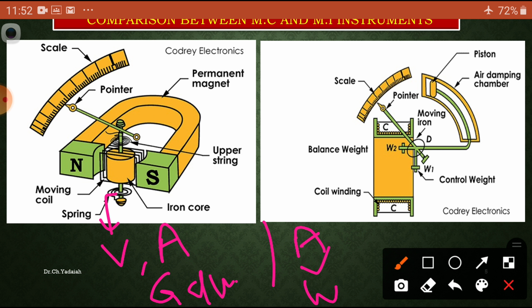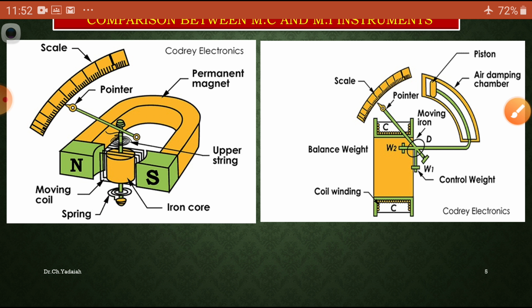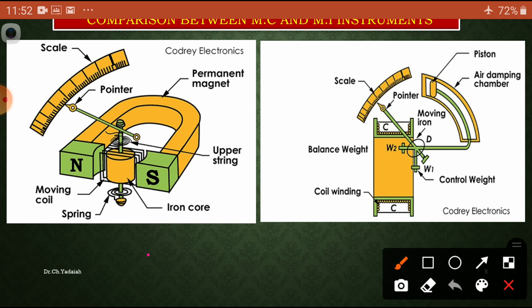Now these are the 10 aspects we have seen, so once again I will repeat them. First is the deflecting torque, T_D. Here the coil moves in the magnetic field, and in the moving iron instrument the soft iron moves in the magnetic field. The coil is deflecting in one case, and the iron piece in the other. With the coil or iron piece deflected, the pointer ultimately rotates over a calibrated scale. That is the deflecting torque produced.